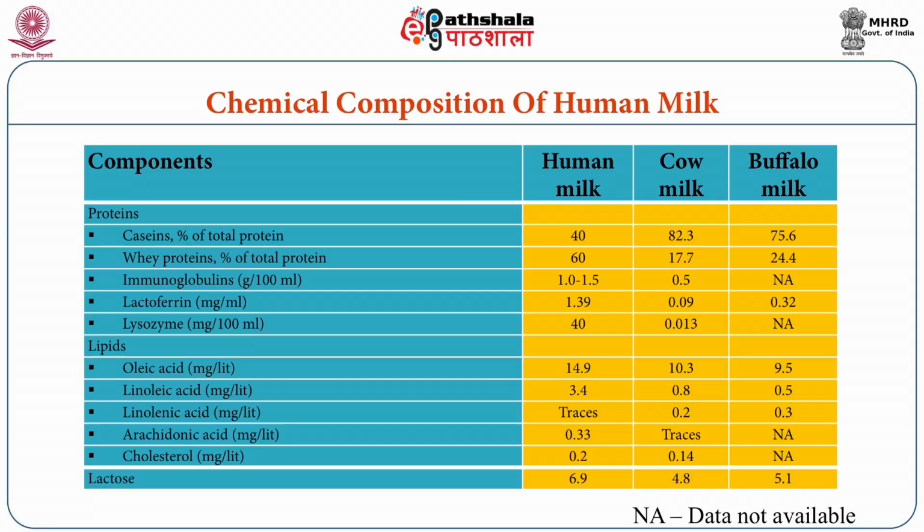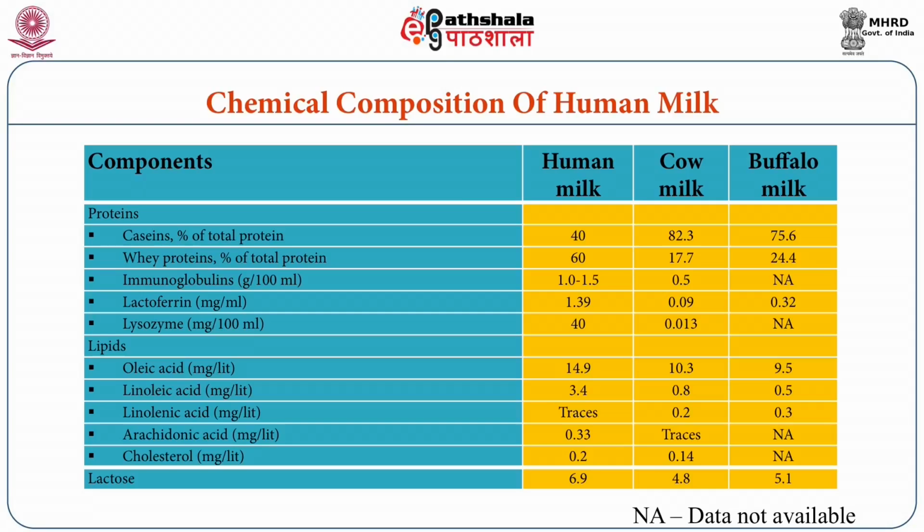Human milk contains more amount of immunoglobulins and other constituents like lactoferrin and lysozymes. These constituents, such as immunoglobulin, lactoferrin and lysozymes, are responsible for immunity development in newborn babies. The lipid profile of human milk contains more amount of all the essential fatty acids such as oleic acid, linoleic acid, linolenic acid and arachidonic acid.